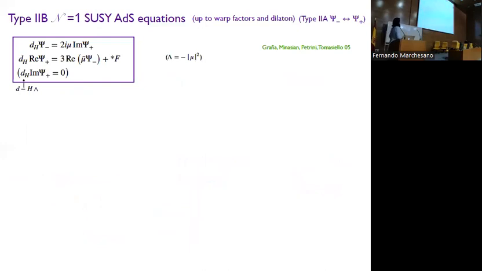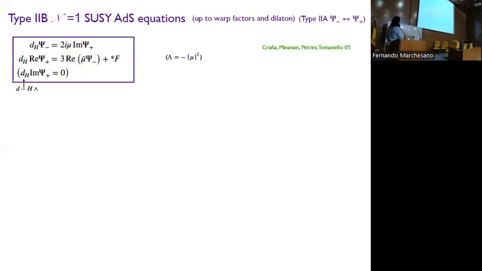Okay, so in this paper with Alessandro, Michela Petrini, and Ruben Minasian from a while ago, we found the AdS supersymmetry equations using this language of generalized complex geometry, and they look like this. These are the ones for type IIB, and if you want type IIA, you just exchange psi minus and psi plus, and this is something like mirror symmetry. There's a lot of things that one can say about this, but I won't say much more than that.